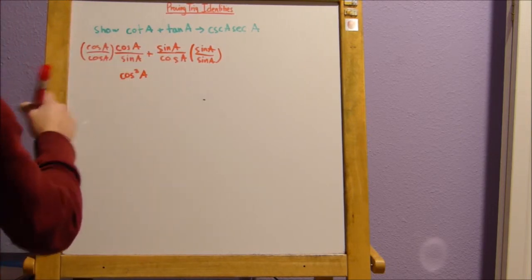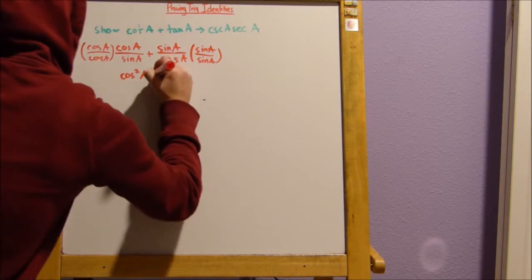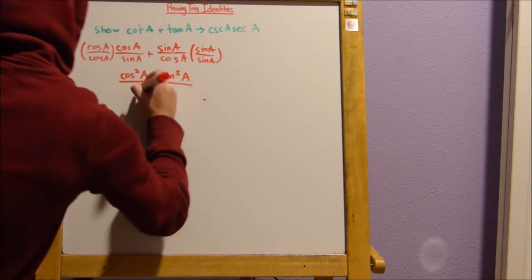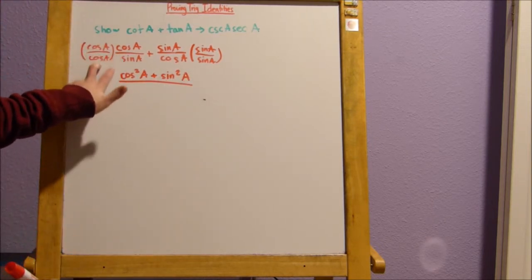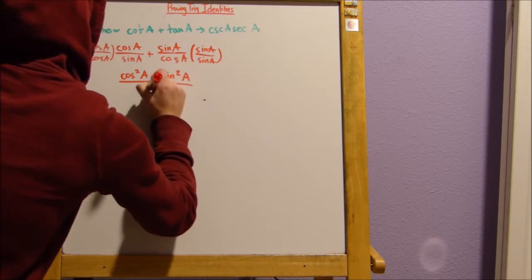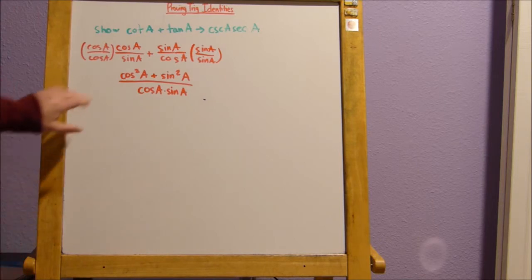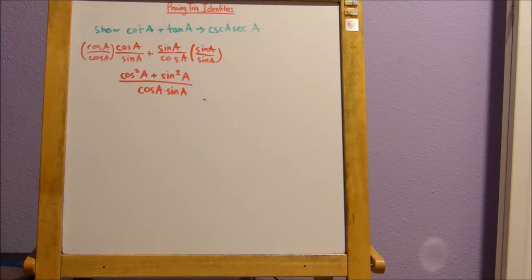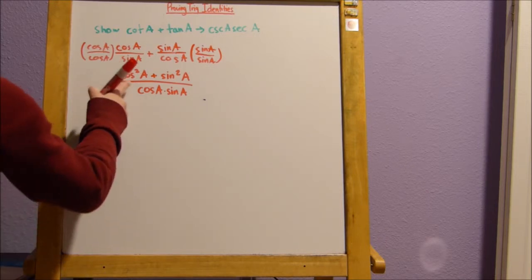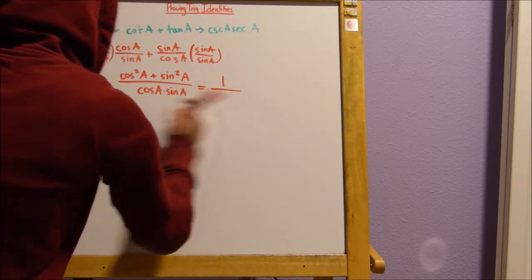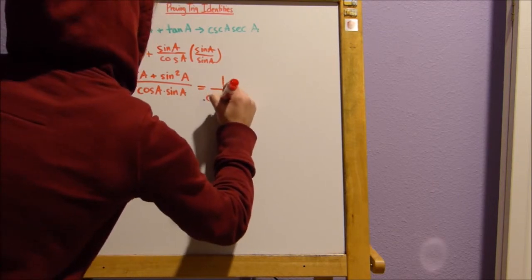Okay, so now we end up getting cosine A times cosine A, which is cosine squared A, and sine squared A, over, now that the denominators are the same, we can add these two together. So it's going to be cosine A times sine of A. Now this top part looks a lot like the Pythagorean property that we all know, right? Cosine squared A plus sine squared A should equal 1. Now the denominator is going to stay the same.